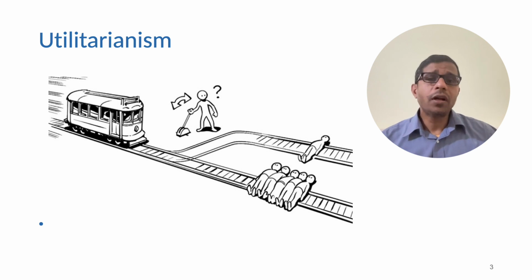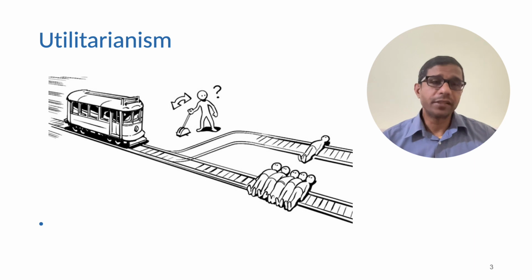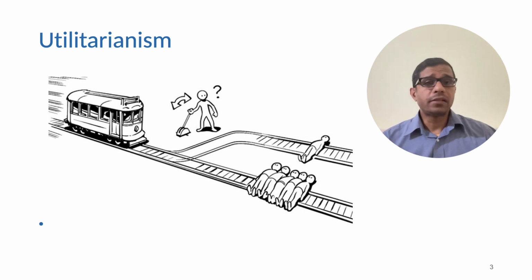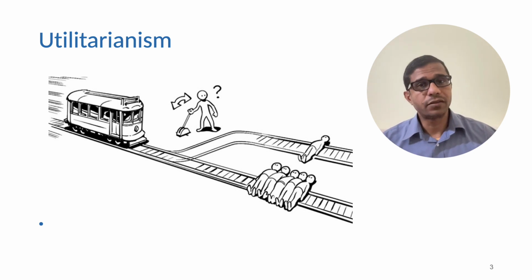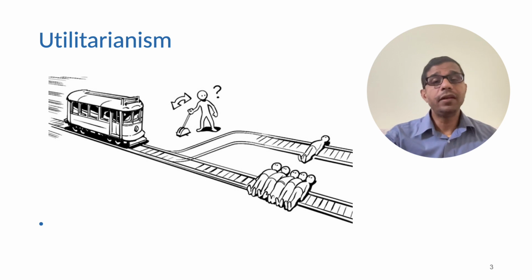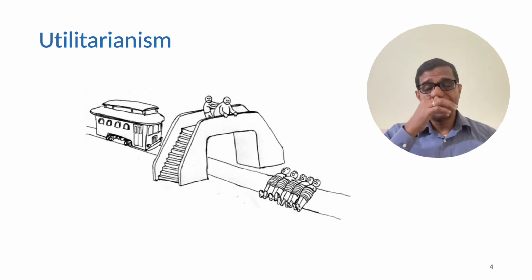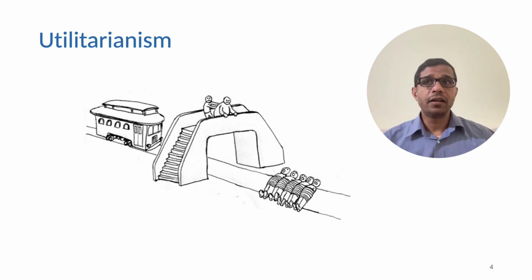So more people tend to agree to pressing the lever, and from a utilitarian philosophy, that seems to be the completely moral thing to do. That's the right thing to do, right? Because you are saving more people even if you have to sacrifice one person. Now, there's a variation to this problem. When people are presented with this variation, the answer patterns change dramatically.